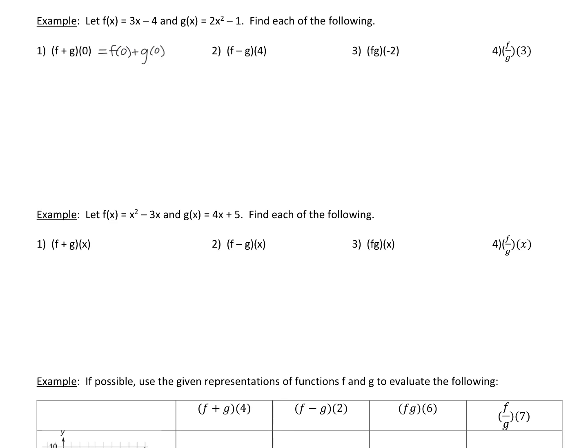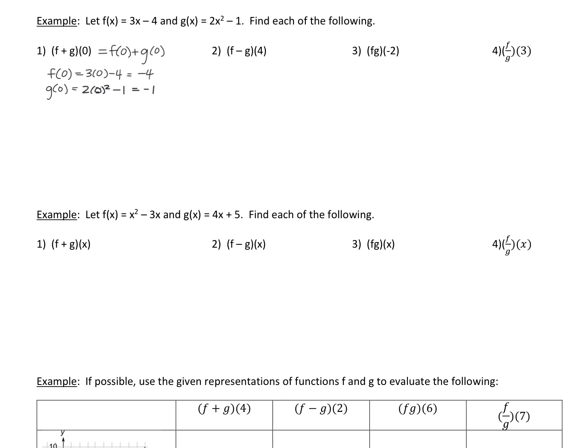So first you would figure out, okay, what is f of 0? Well, f of 0 is, you plug in 0 for x, right? So 3 times 0 minus 4, which is -4. Now do g of 0. G of 0 is 2 times 0 squared, minus 1. So that's 0 minus 1, so -1.